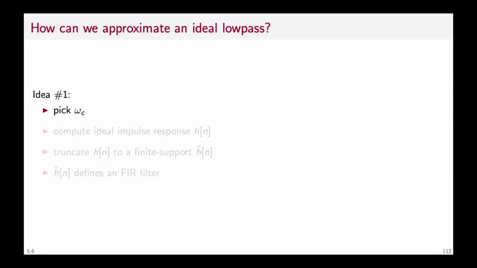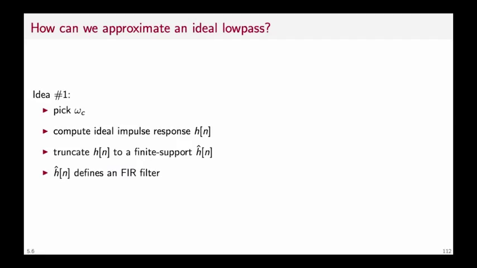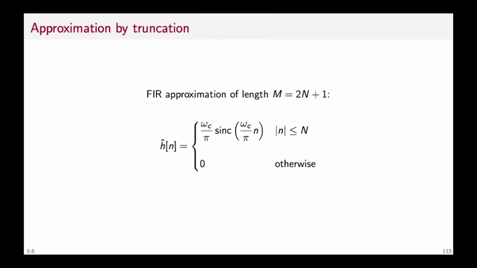So the first idea is the following. We pick a cutoff frequency omega c, we compute the ideal impulse response for the low pass analytically, and we truncate h of n to a finite support hat h of n. This hat h of n defines an FIR filter that we can use. For the time being, we don't worry about causality, so we preserve the symmetry around zero of the impulse response, and we approximate the ideal filter with an FIR of length 2N+1 centered around 0.